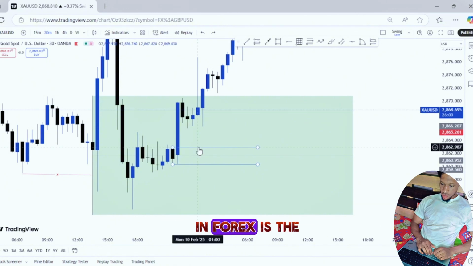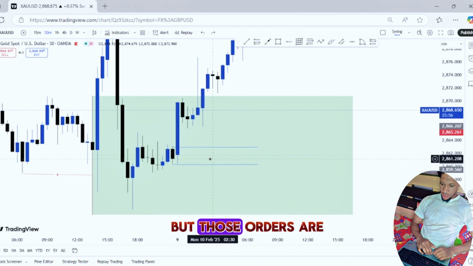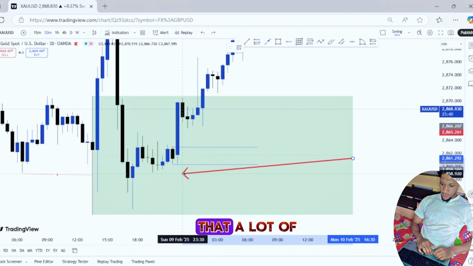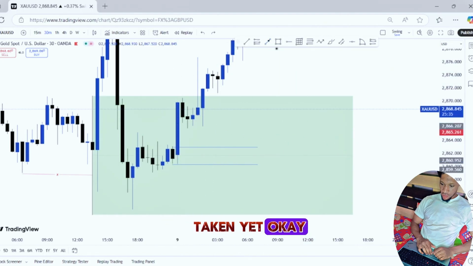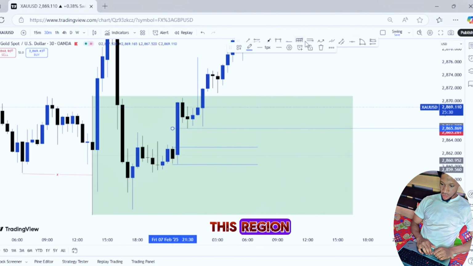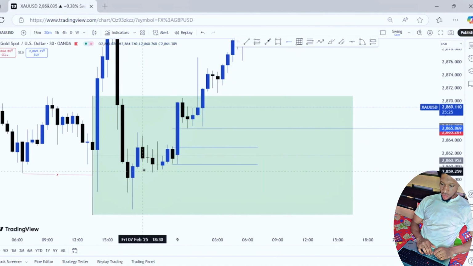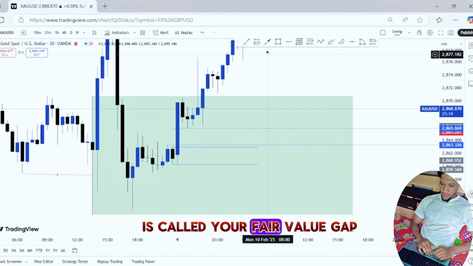Okay. In Forex, it's the same thing. There are so many orders that are placed, but those orders are not being taken. This candle happens to be that candle that a lot of orders has been placed but has not been taken yet. Okay, so now let me point out the fair value gap. It's from here to this region. Okay, so everything in between is called your fair value gap.